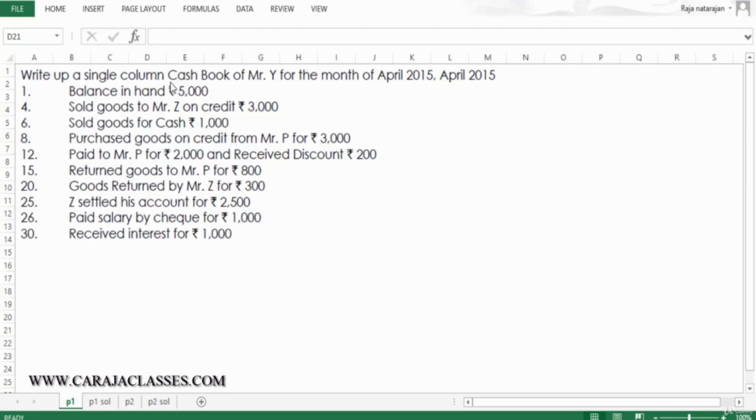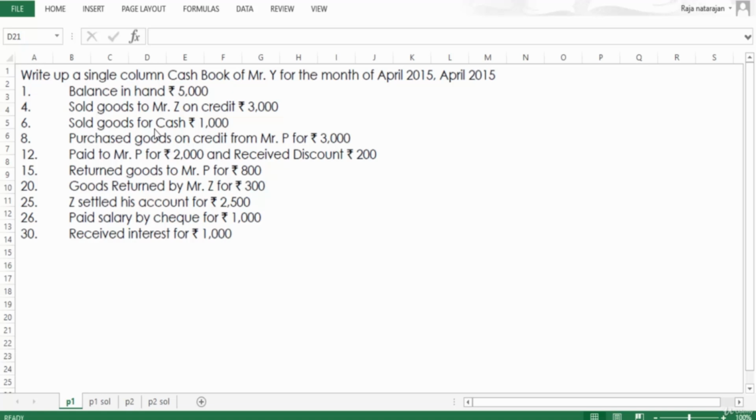Write up a single column cash book of Mr. Y for the month of April 2015. We are given information as to dates from 1/4 till 30th, and on 1st there is a balance, on 4th and 6th there are sales, 8th there is a purchase, on 12th there is a payment, and it goes up to 30.